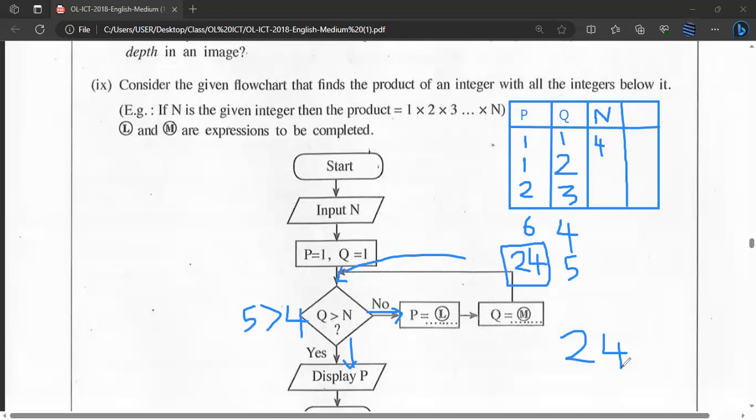So you can say P is 24. And Q is how much, guys? Q is 5. Look here. So you must say the final answer as P is 24 and Q is 5. Right? Okay. Done. So I hope now this question is clear. So we can move forward.